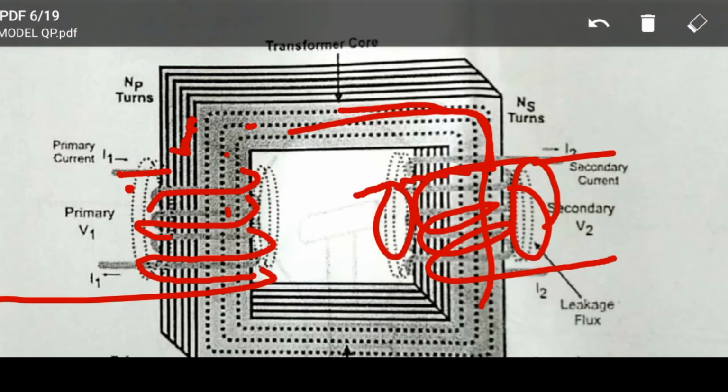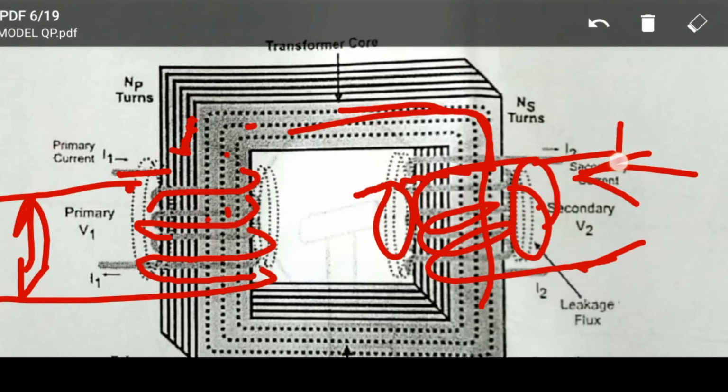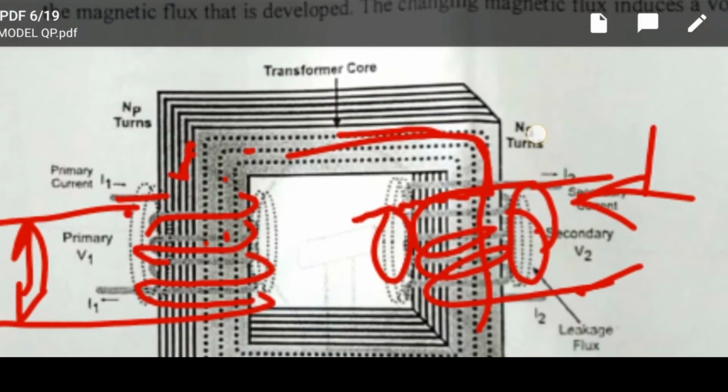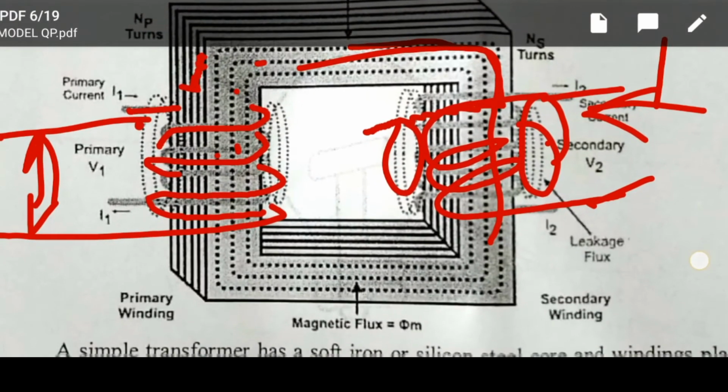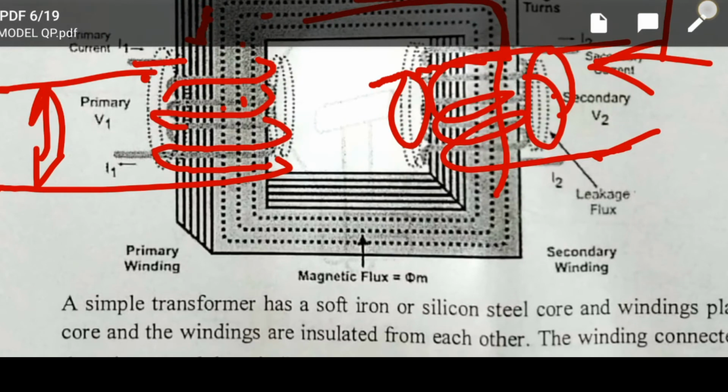This is primary and this is secondary. Assume that. If you give the supply here, you will get again an induced EMF in the secondary. That is the mutual inductance principle we are using in the transformer. It is a transformer core, primary turns and secondary turns, leakage fluxes, magnetic flux phi m. A simple construction, that is the transformer.